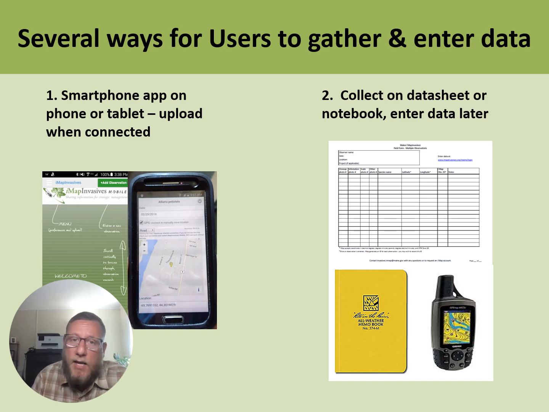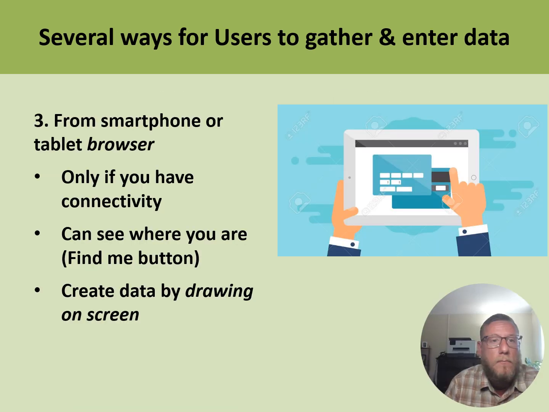And the second way is collect your data on a data sheet, notebook, and enter the data later. So basically you're taking coordinates from maybe your GPS unit or a GPS app on your phone, write it down on a data sheet, and you can sit down at your desktop later and enter this data manually into iMap Invasives.org desktop version. And the third way, again, we already kind of talked about it, is from the smartphone or tablet browser. But again, you can only do this if you have connectivity.